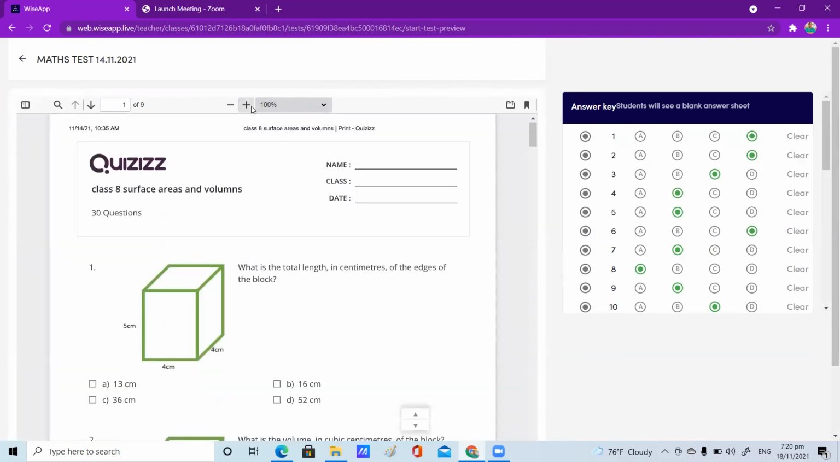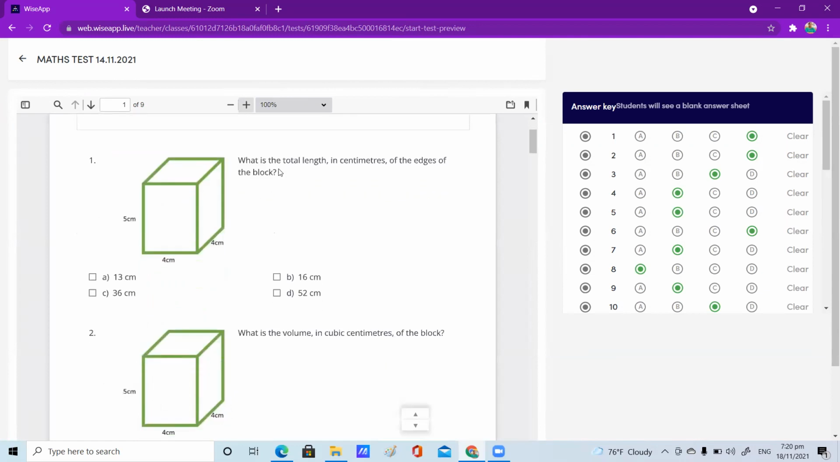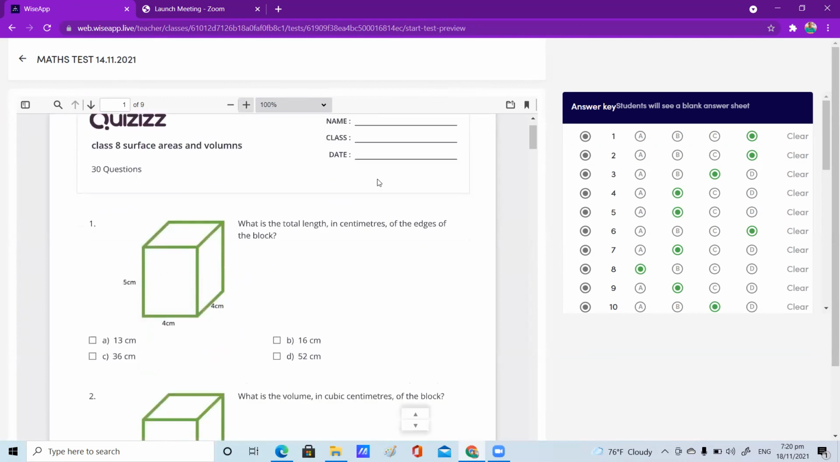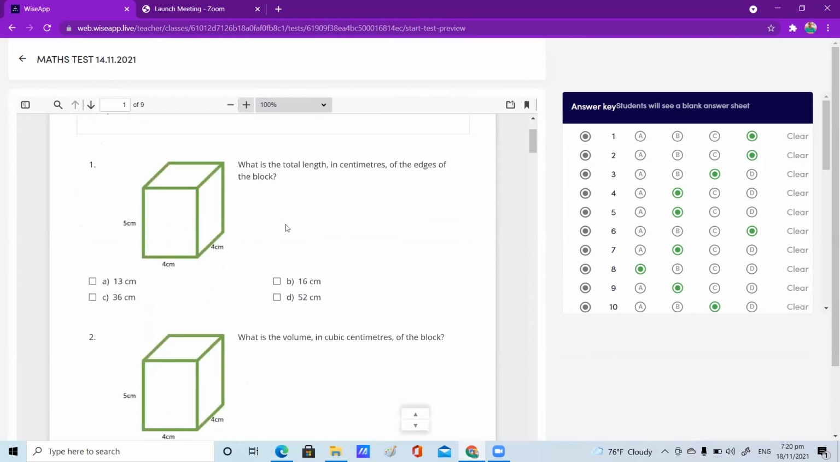Yes, children, are you able to see the questions? Are you able to see the part? Yes, ma'am, we can see. The first question is quite interesting. What is the total length in centimeters of the edges of the block?